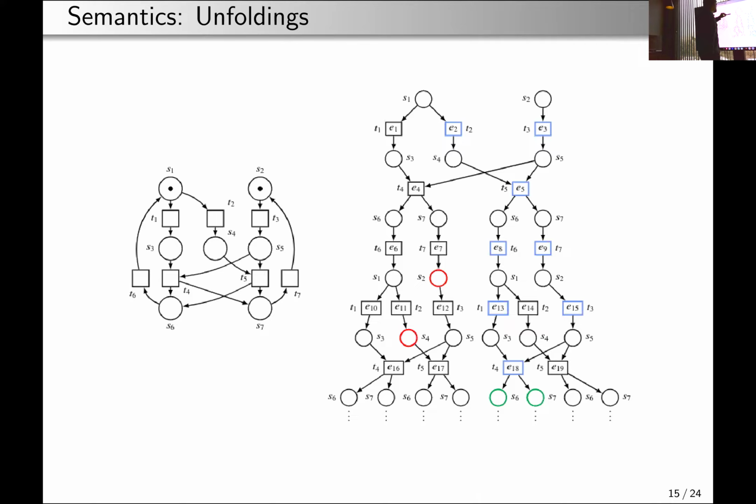But more than this, this is an antichain here, but this is also an antichain here. That corresponds to the fact that T3 is independent from T1 and T2. So it doesn't matter if I fire these first or this first, I will eventually reach the same state.